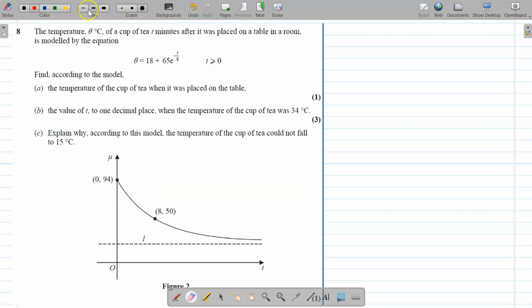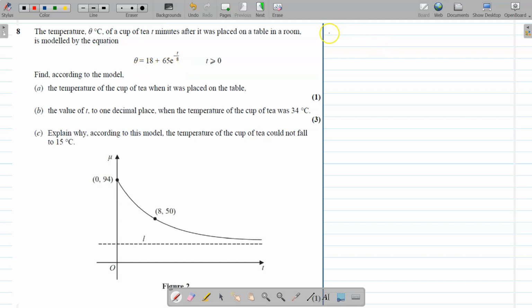Welcome to the Year 12 PPE question 8, and this question is about exponential decay, more particularly a cup of tea on a table that's cooling down according to this formula here.